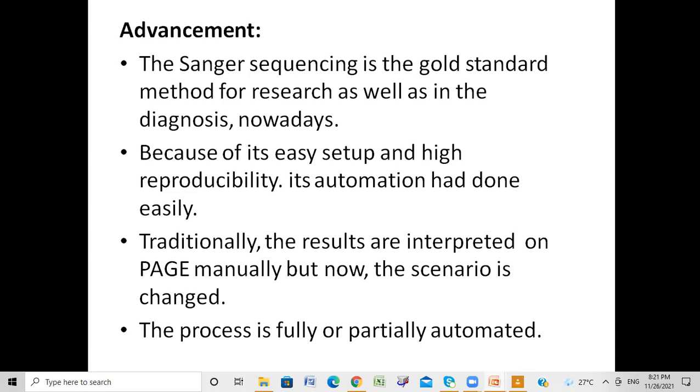Traditionally the results were interpreted on PAGE manually, but now the scenario has changed, so the process is fully or partially automated. The advancement in the Sanger method, the classical method, is that you have the partially automated method or the fully automated method.